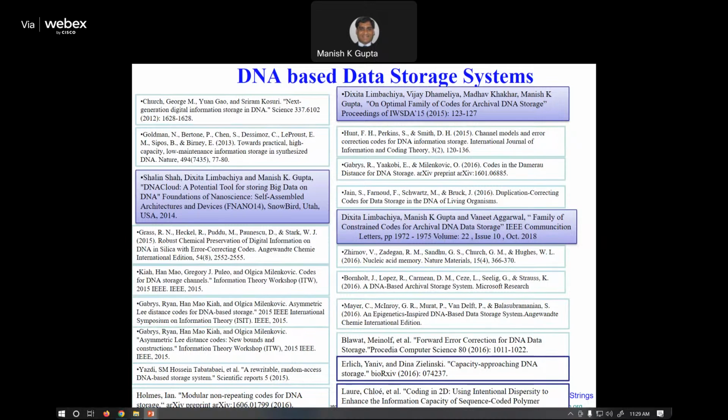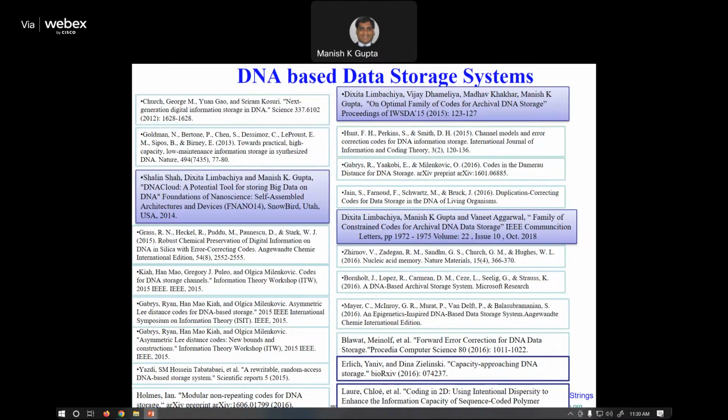So some of the references are there, which I would suggest you can look at. These blue ones are our work, what we did initially. That is the first paper by George Church, and the second paper by Goldman, that you need to read anyway, right? And there are many others who have done different kinds of work.